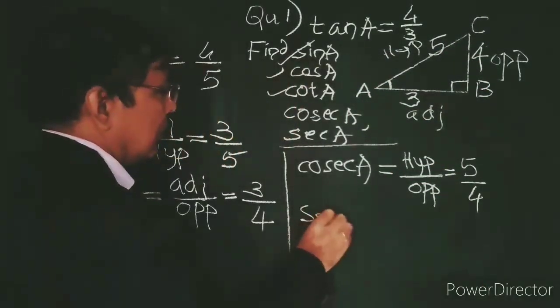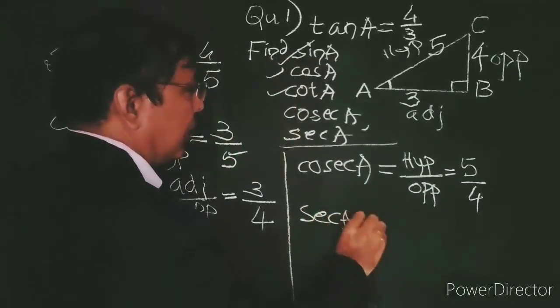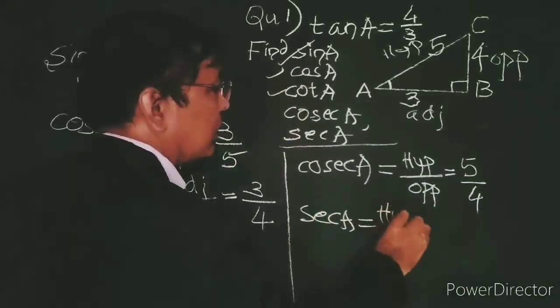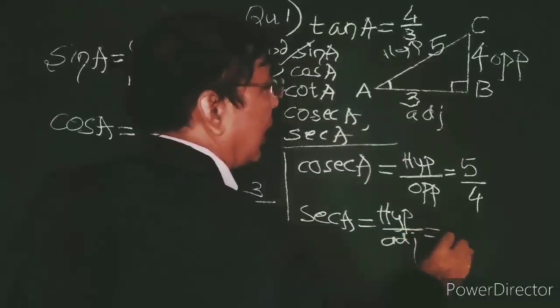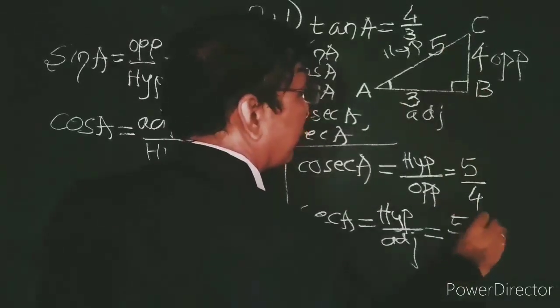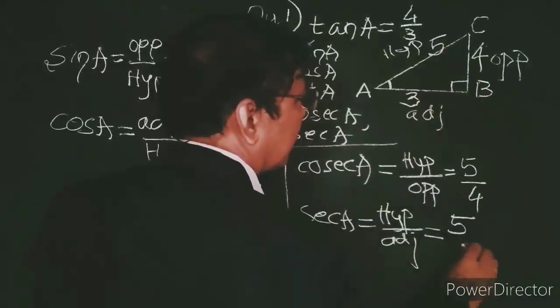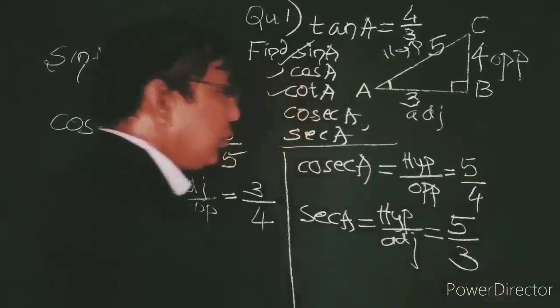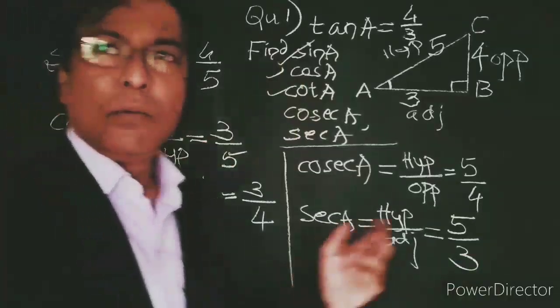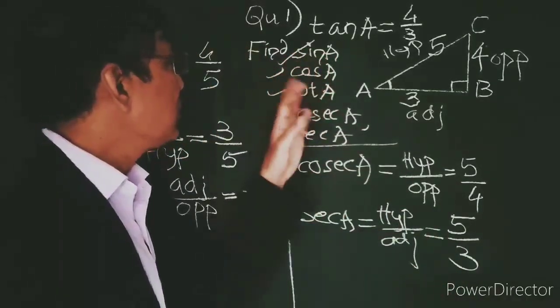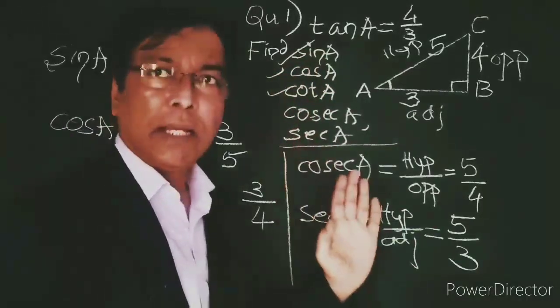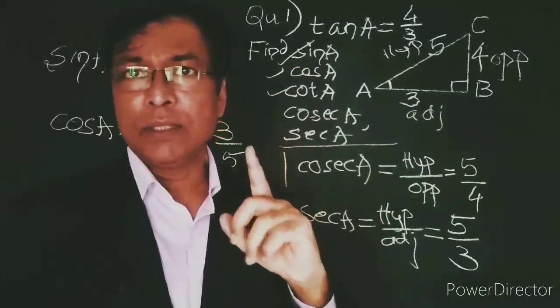Last, sec A is nothing but hypotenuse upon adjacent. Hypotenuse is 5, adjacent is 3. So in this way, we have found out the trigonometric ratio of sine, cos, cot, cosec and sec when one ratio is given.